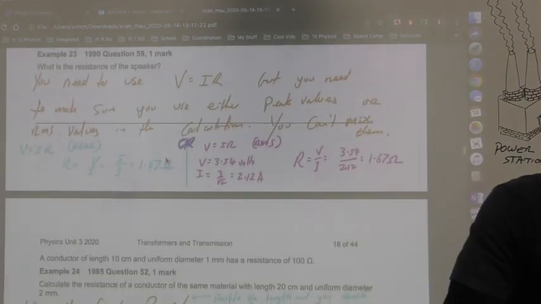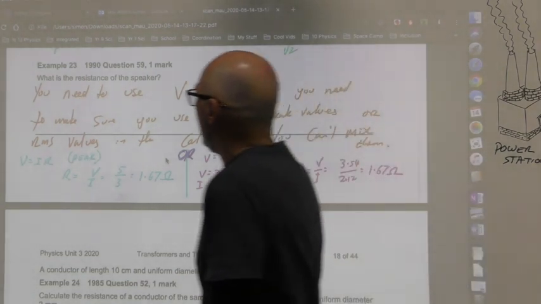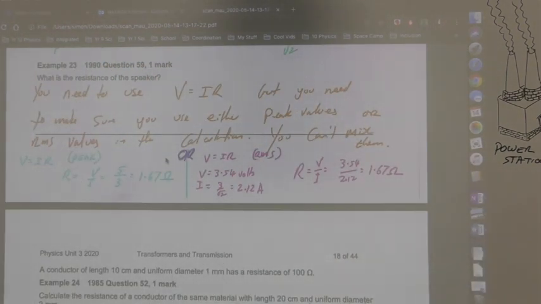Okay, to figure out the resistance of the speaker, you need to know the current and the voltage, and then solve for the resistance. Both of those are given in the graph. So what I did here was to show you that whether you're using the peak values or the RMS values doesn't really matter as long as you don't mix them up.